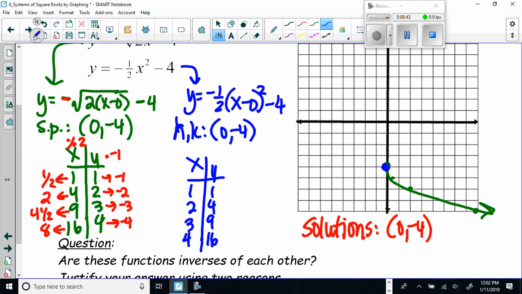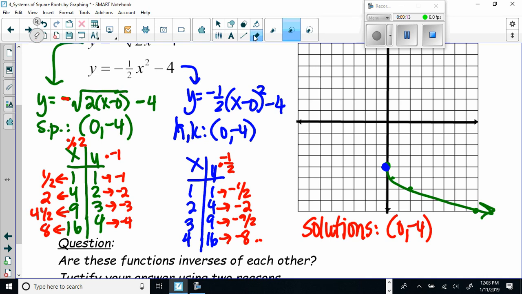What am I going to do to the x values? I'm going to do nothing to the x values. Do you see a b value? No. I have an a value, though. My a value is -1/2. I'm going to multiply all this by -1/2. So this will be -1/2. 4 times -1/2 is -2. -9/2, and this is -8.